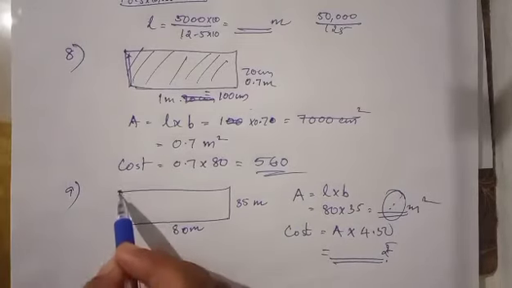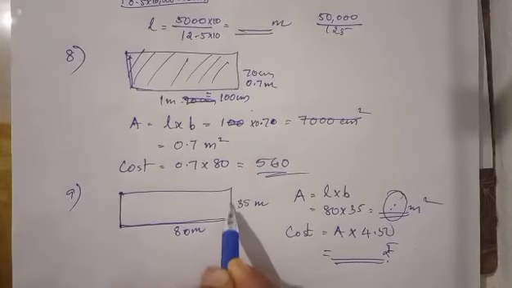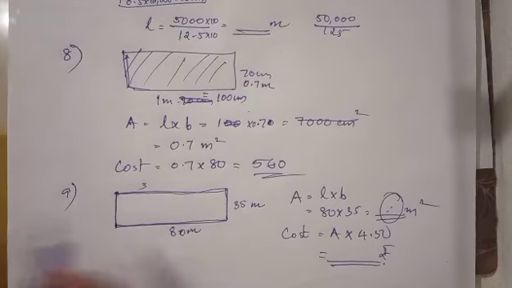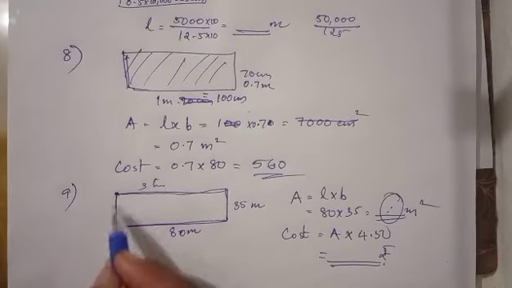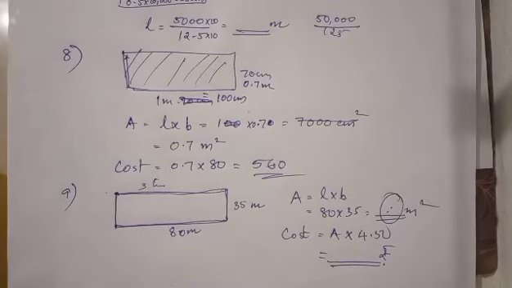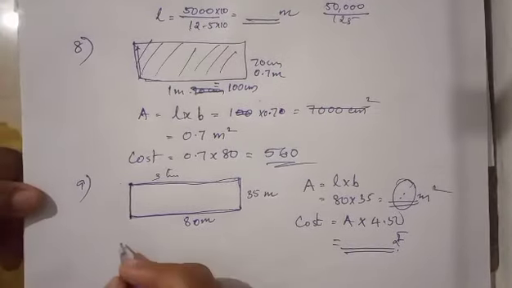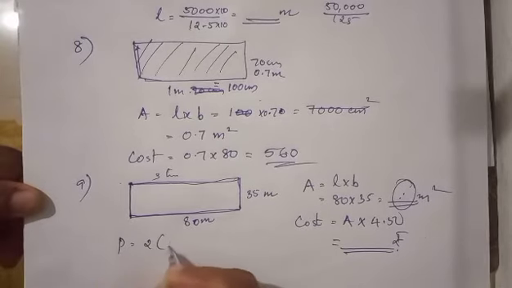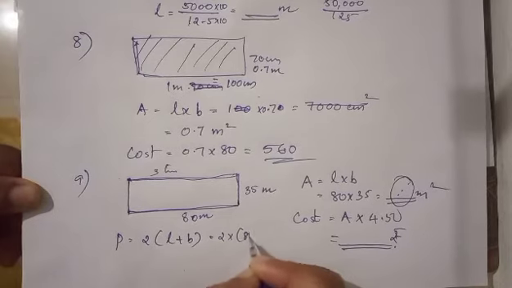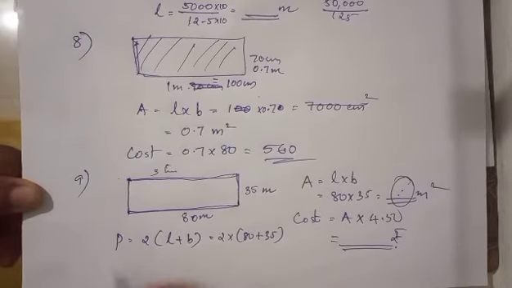One boy is walking throughout the ground at the boundary. 3 times he is walking. So one time walking around the ground means it is the perimeter of the ground. So this boy is walking 3 times. So we have to first find the perimeter. Perimeter is equal to 2 into length plus breadth. That is 2 into 80 plus 35.